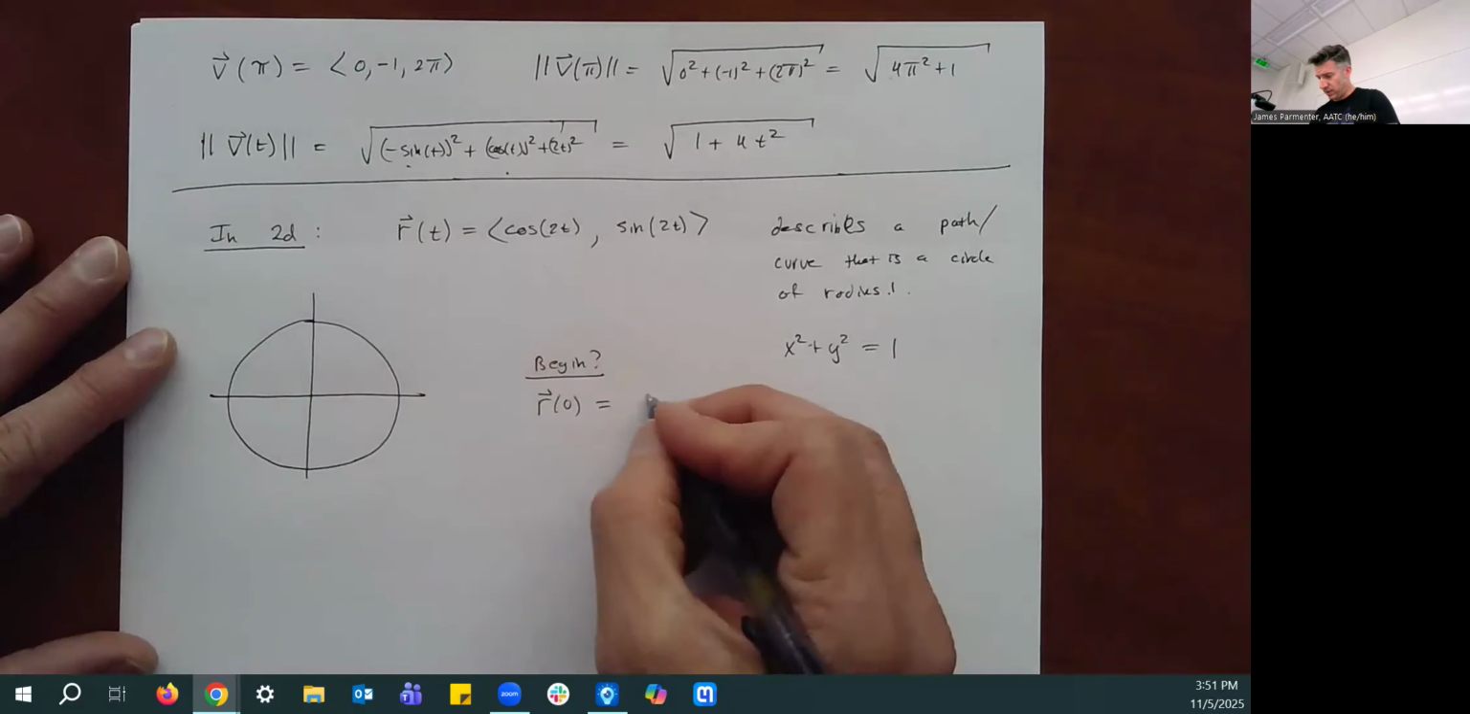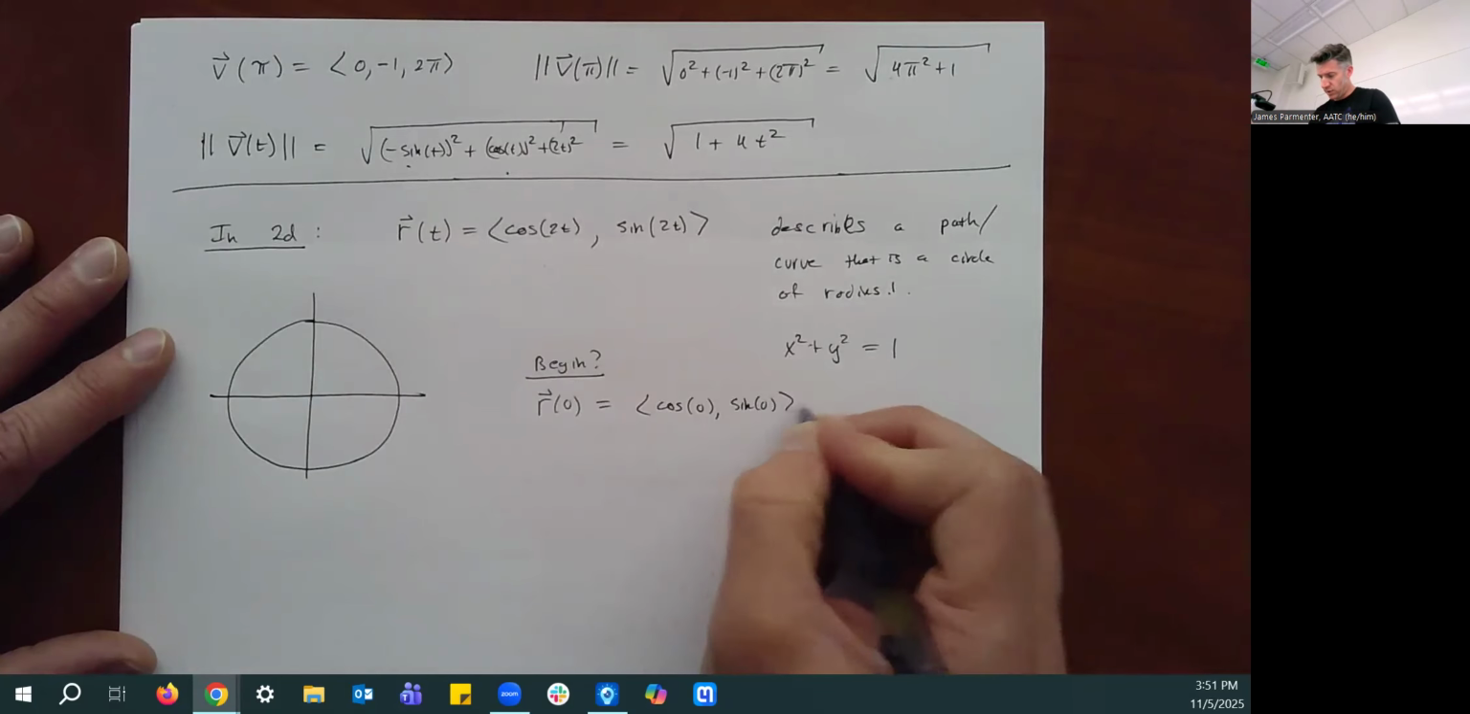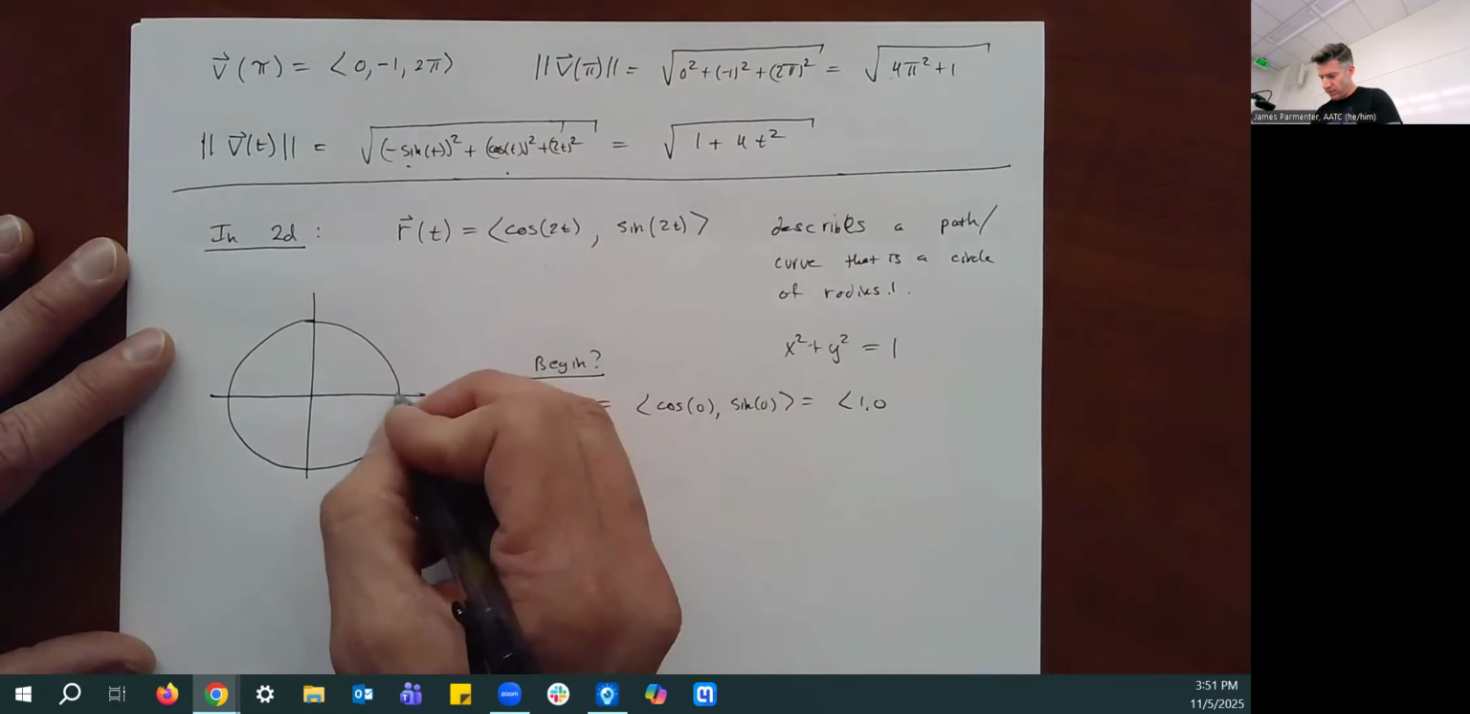Well, it's going to be cosine of 0, sine of 0, which is the point 1, 0. So right here is our beginning point.